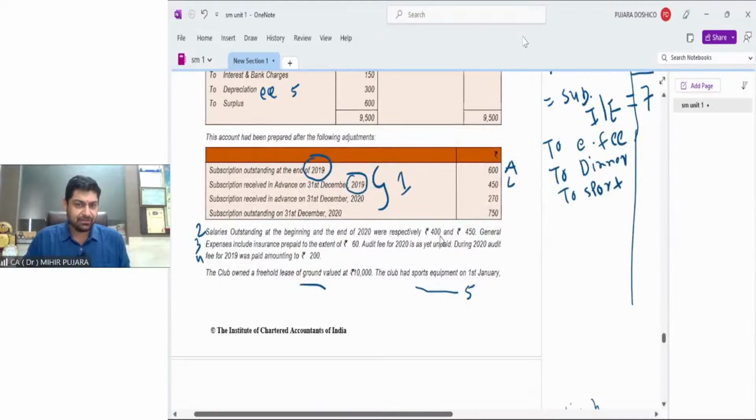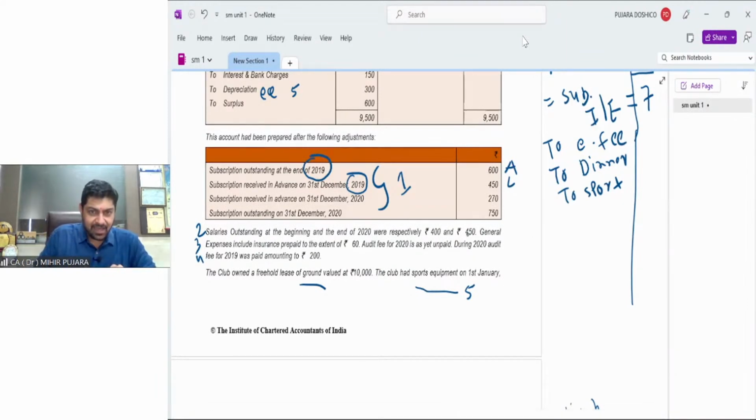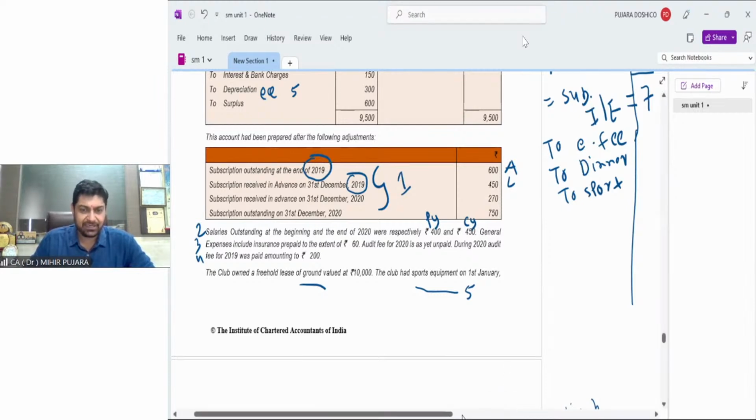So there is outstanding of the current year and outstanding of the previous year. Right? So this is outstanding of the previous year and this is outstanding of the current year. Right, guys? Our formula will remain the same: salary paid plus outstanding of current year minus outstanding of previous year.